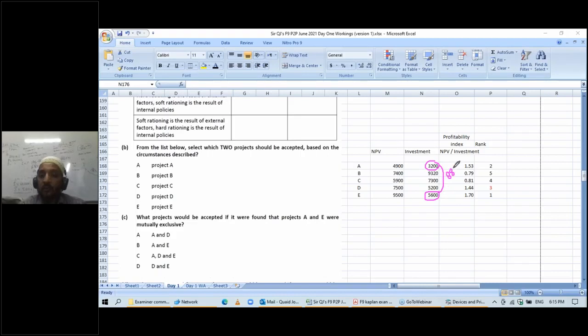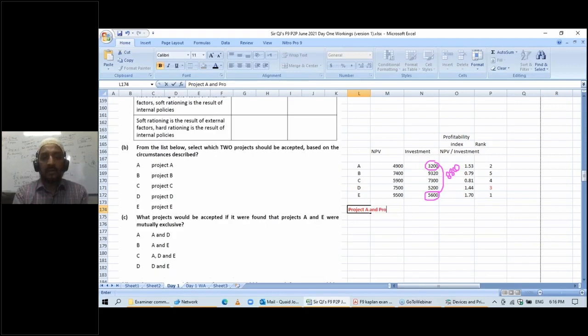So if we invest in the first two, we can generate the highest NPV. Any other combination will not generate this much NPV. If we add project B to E, that's not possible, because it would require more than 10 million. You can't even add C to E. You can't even add D to E, because they need more than 10 million investment. Okay. So students, moving on to the next one. The answer, let me write the answer first. So we'll select project A and project E. These two will be selected.